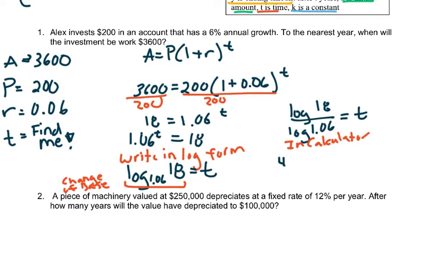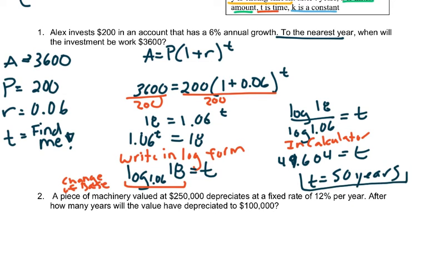So we get 49.604. And it says to the nearest year, so T would equal 50 years. So it would take about 50 years for it to grow.